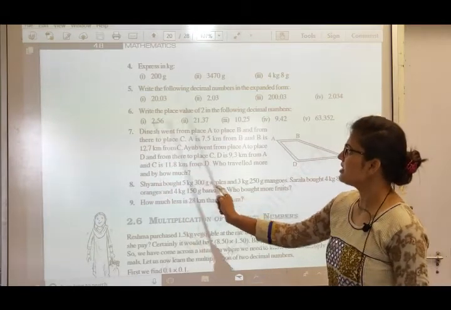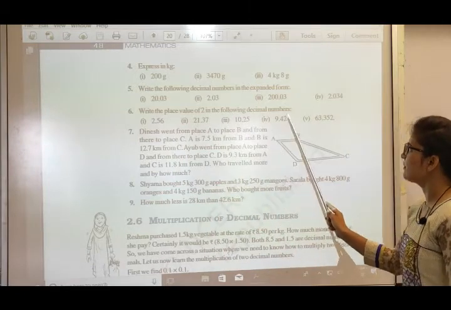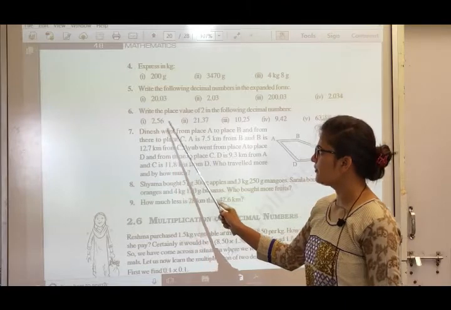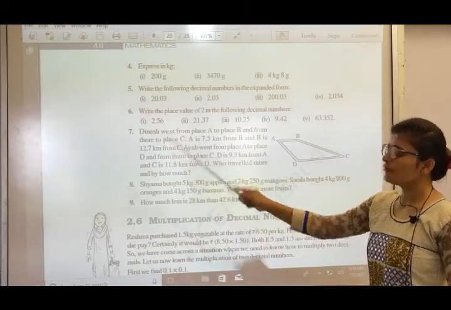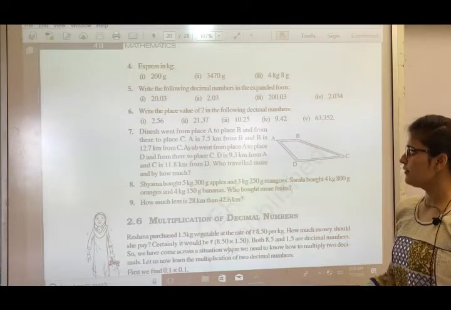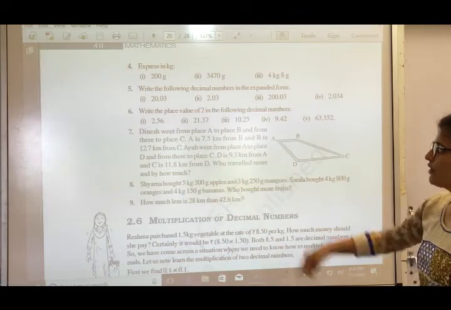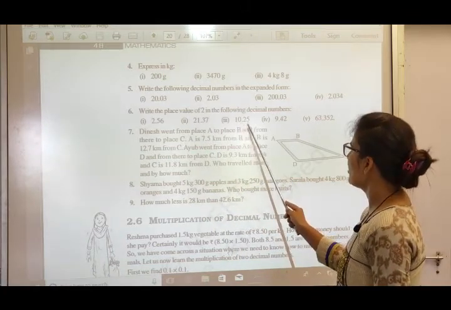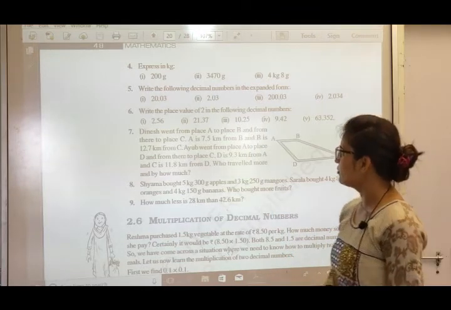Now question number 6 is given. Write the place value of 2 in the following decimal numbers. Here you can see the first one is given to you, 2.56. So what will be the place value of 2 in 2.56? It will be 2 itself. Here the second, 21.37, what will be the place value? Place value will be 20. So here 10.25, place value will be 0.2, and the next you have to do by yourself.